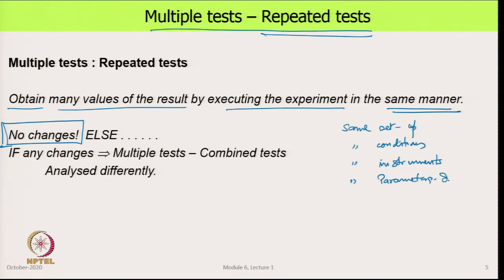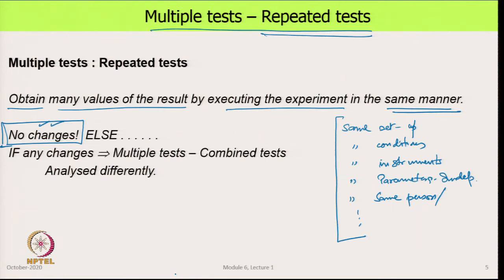especially the independent parameters, and done by the same person or same experimenter. So, anything else that has to be there, that is also exactly the same. So, this is what we say as no changes. This is central to the idea of multiple tests, repeated tests.